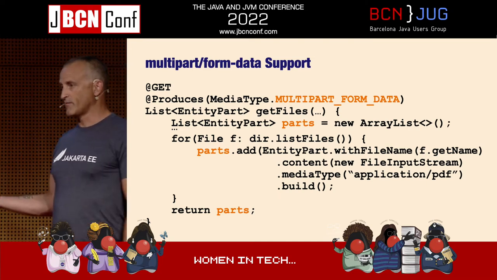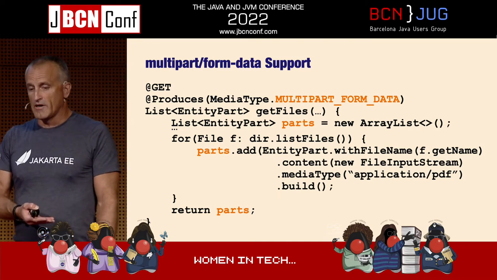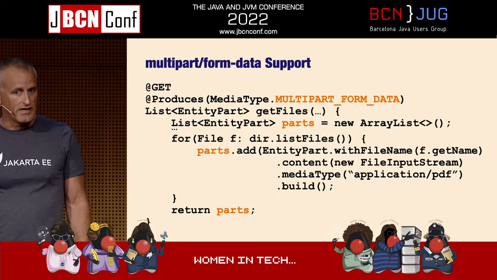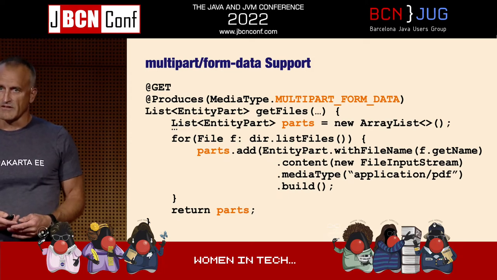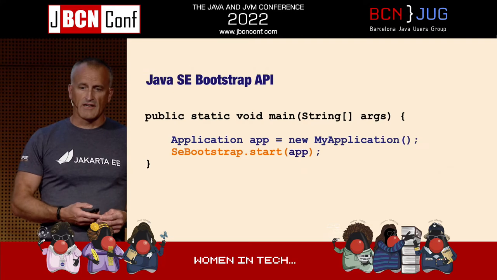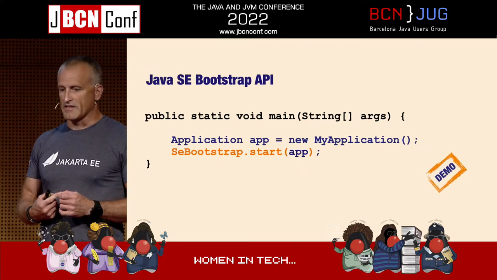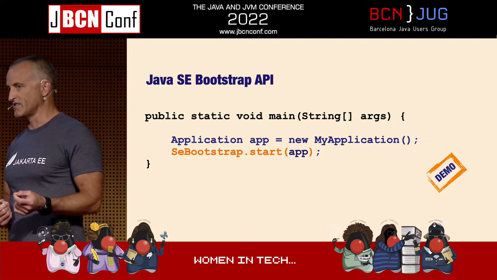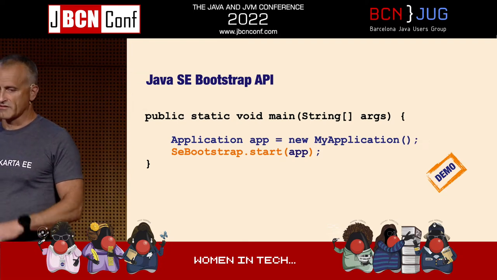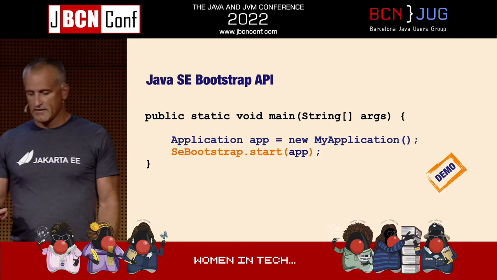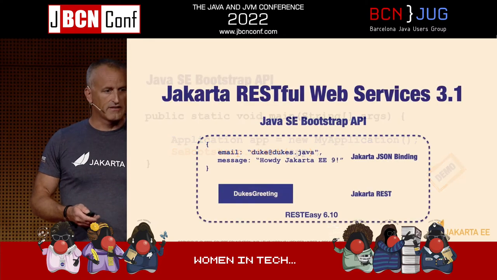And you may have done that before using RESTEasy or Jersey, but now we can do it in a standard way and just switch implementations underneath. The other thing they're adding is the Java SE Bootstrap API. And that means that you can run a Jakarta REST application without an application server. You can just run it with java -jar. And I'll actually run a quick demo for this.